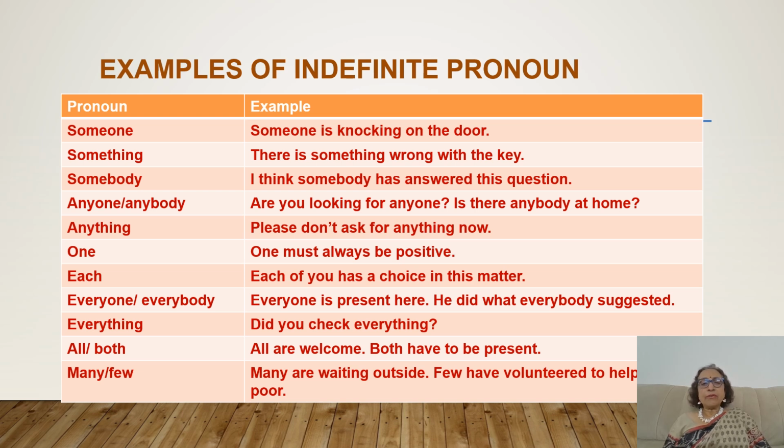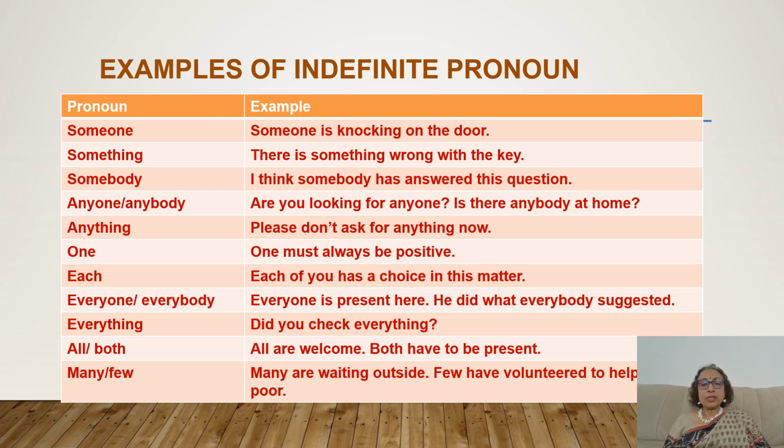Are you looking for anyone? The verb here is are because of you; anyone is the object. Is there anybody at home? Now here you see the singular form of the verb is with anybody. Please don't ask for anything now.